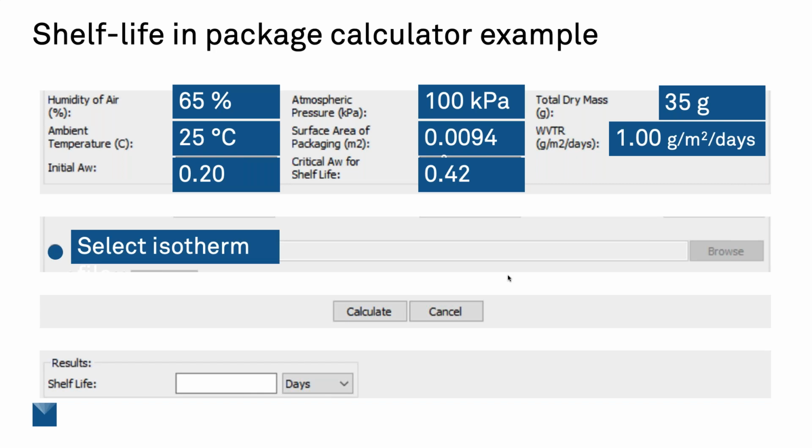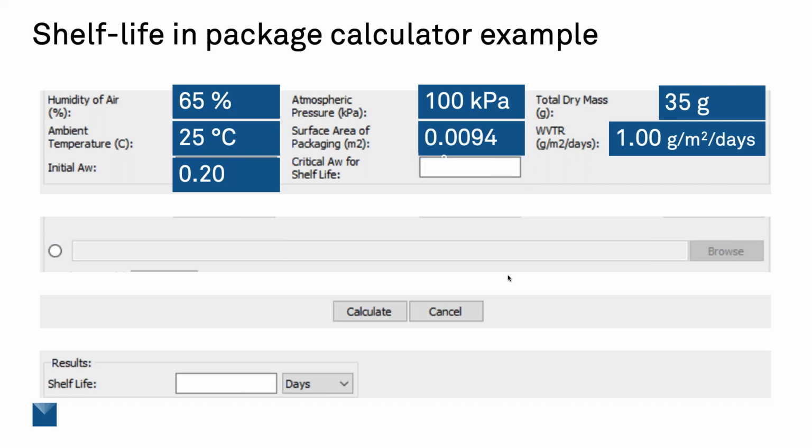The other thing we're going to put in here is the isotherm. And I realized I forgot to mention, when I was doing the evaluation, I actually trimmed the isotherm down. Let me go back.